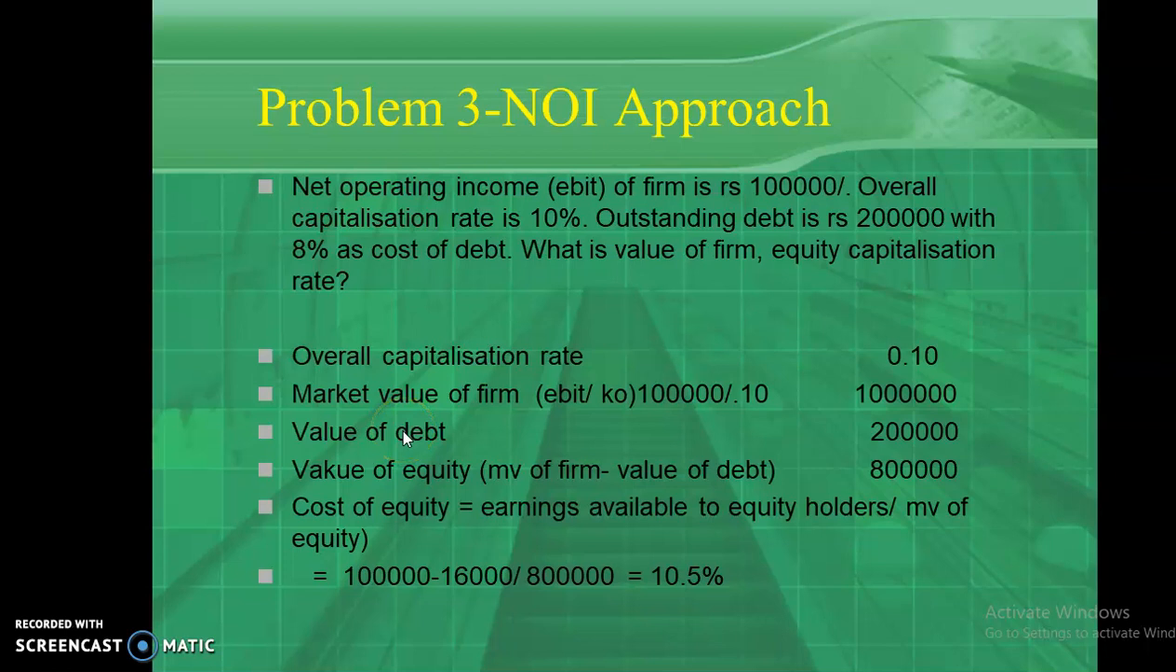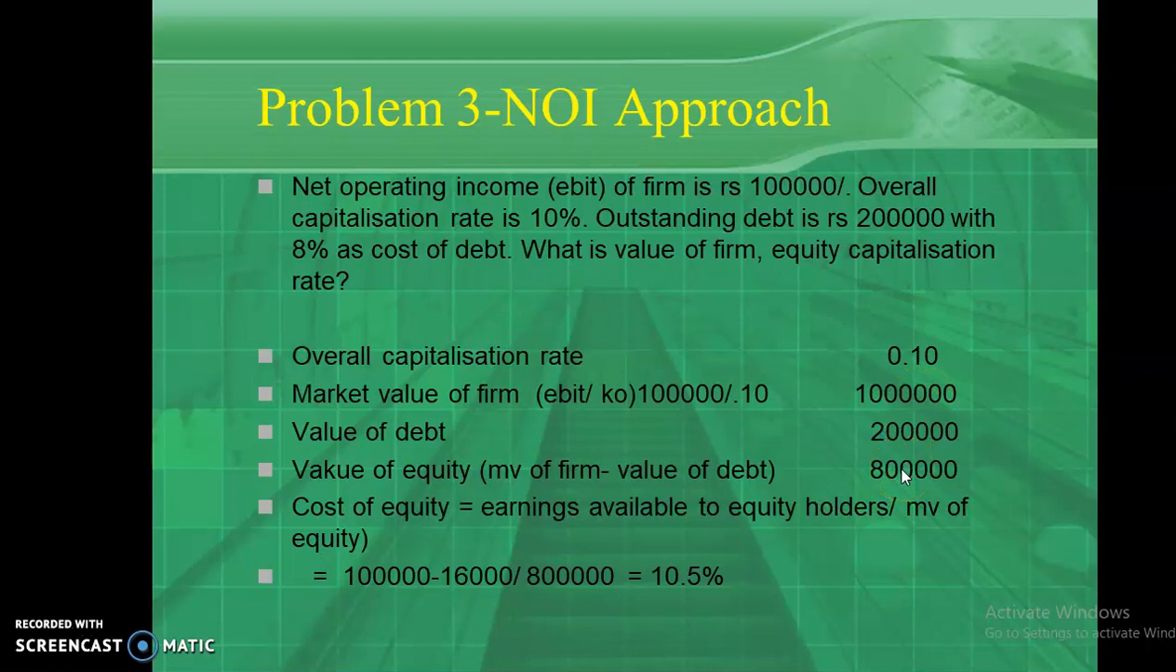You know the formula to get the market value of the firm. Market value of firm equals market value of debt plus market value of equity. So you will get the value of equity with the help of this formula. Market value of firm minus value of debt equals value of equity. So you got the value of equity as 8 lakh. That is 10 lakh minus 2 lakh equals 8 lakh.